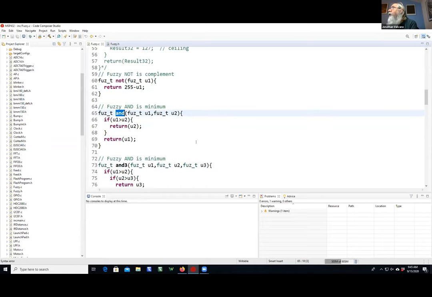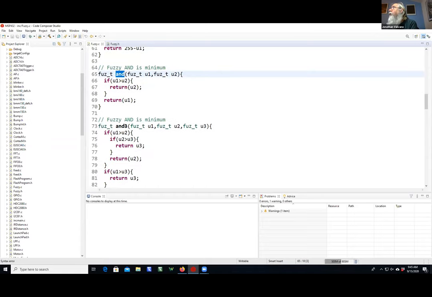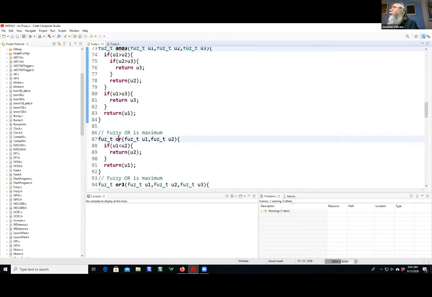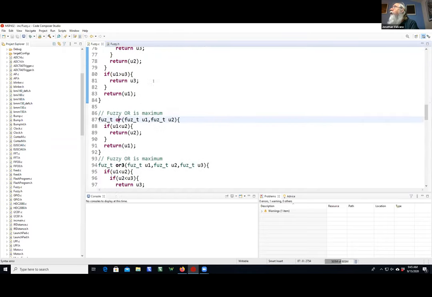And like I said, just the maximum. There's an AND of three things. There's an OR, which is the, I'm sorry, AND is the minimum, OR is the maximum.